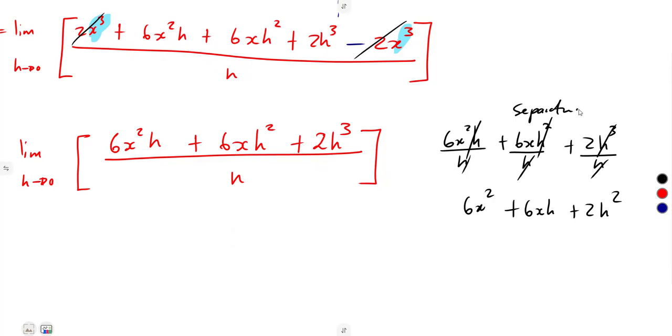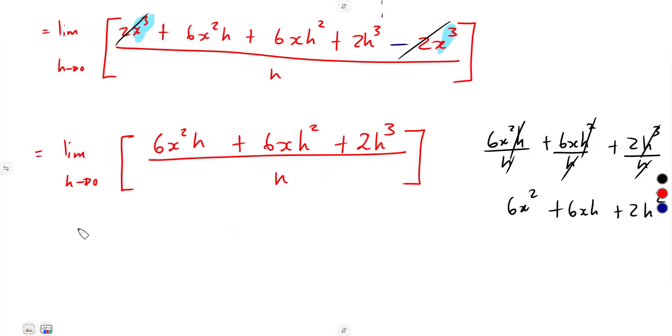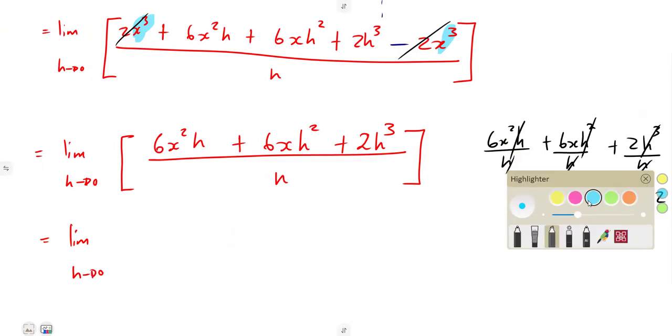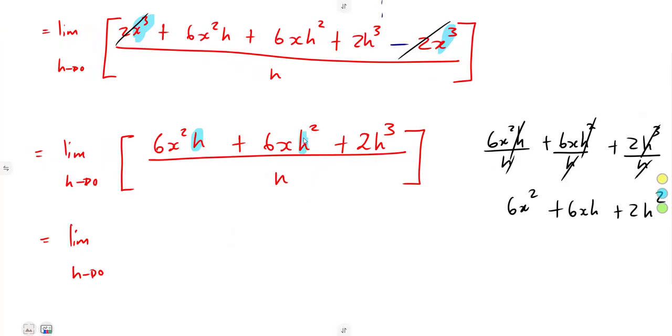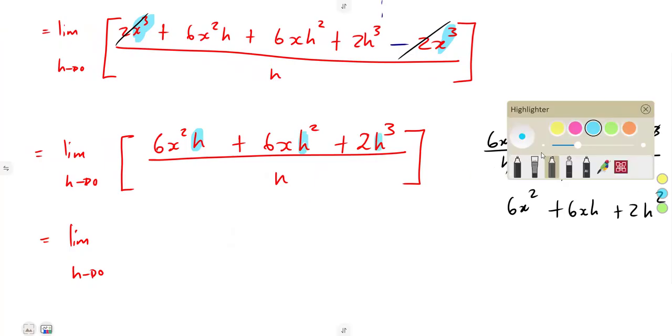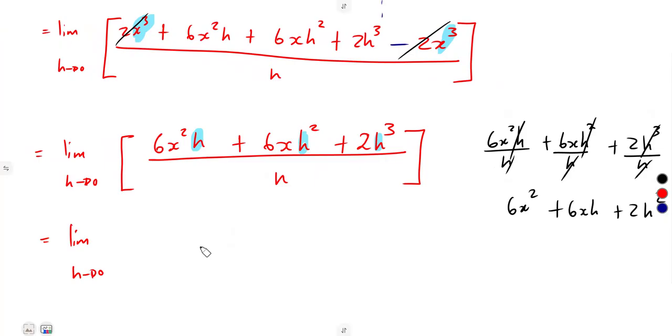Separating. But this is not the only way that you can work out separating your terms. You can actually do this by what? Factoring out the h. Another way, you can simply factor out the h which is common in the numerator. As we can see, we have got h, we have got h, we have got h. So it is common. So we can factor it out so that we can cancel with this h in the denominator.